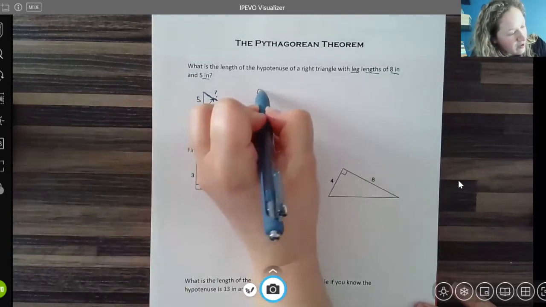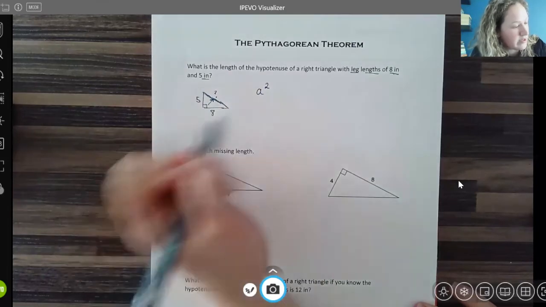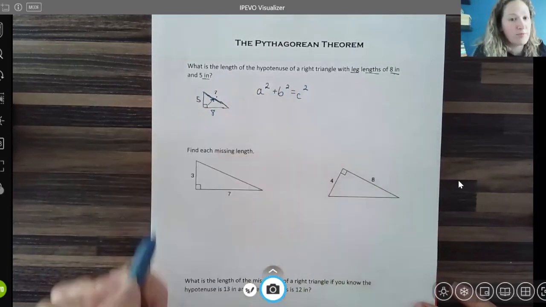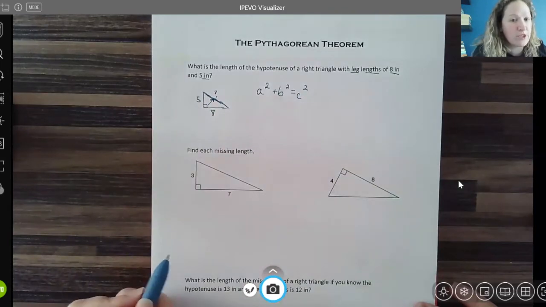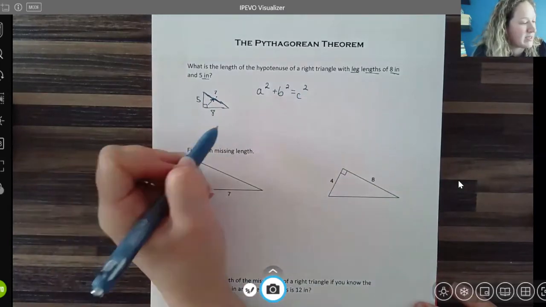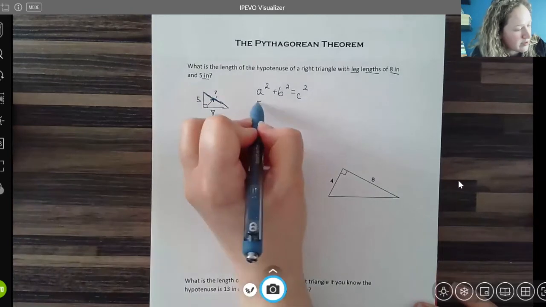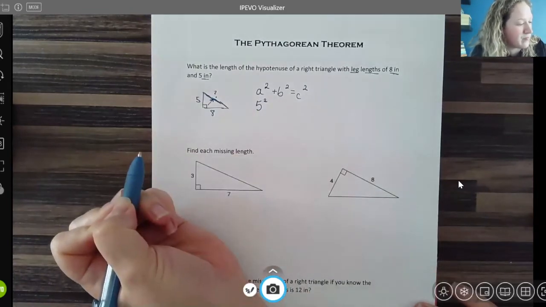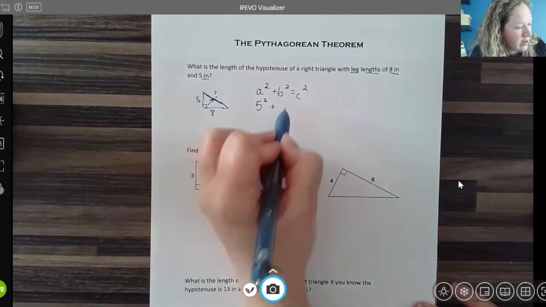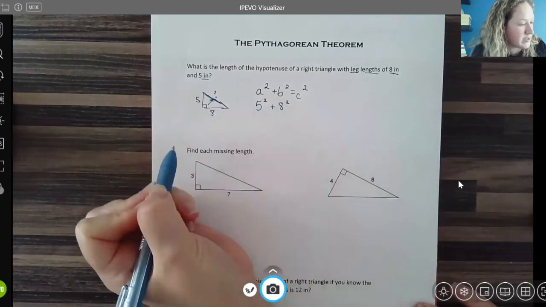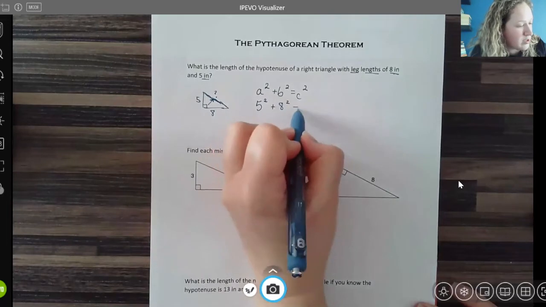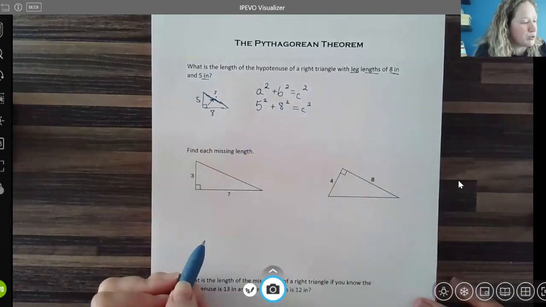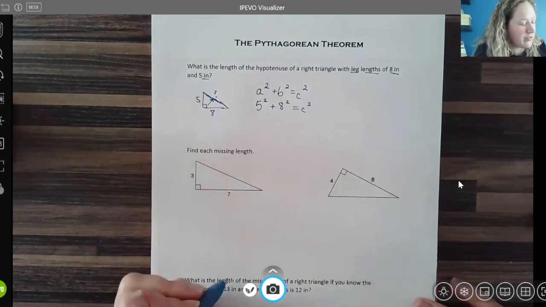So if I write the Pythagorean theorem, a squared plus b squared equals c squared, and then I can fill in information. I know that A and B are my leg lengths, so I can substitute 5 in for side A, and then I can substitute 8 for my leg or side B, and that should equal c squared. So now I need to figure out what these numbers are.